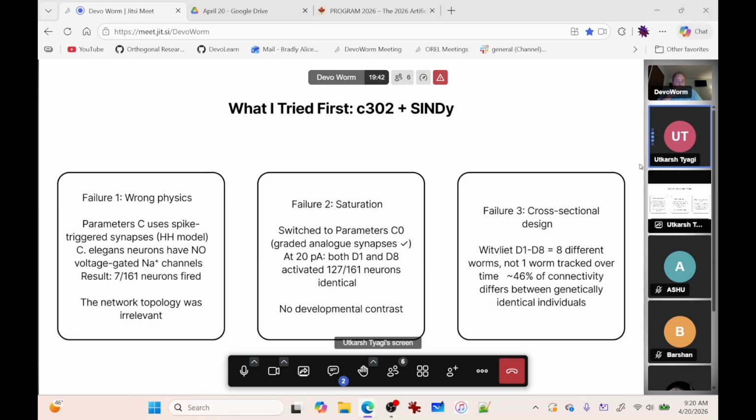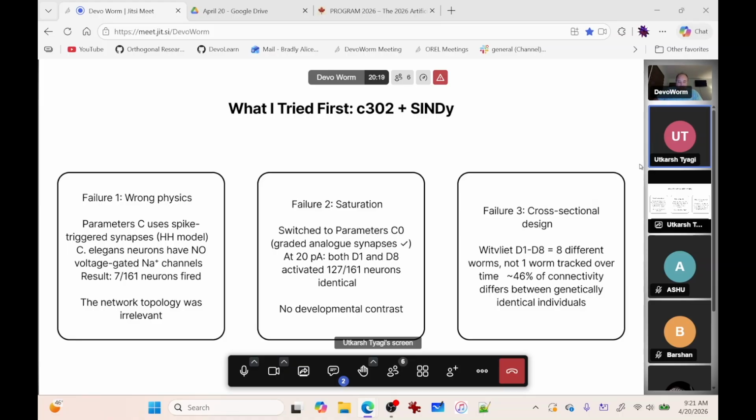But the core issue now was that reticulate T1 to T8 are not measurements from the same worm over time. They are 8 different genetically identical individuals, but killed at different ages. But individual worms also differ in about 46% of their connectivity, despite their identical genomes. So when I ran SINDyG equations over it, those describe the population level correlations and were not giving any information about how the nervous system develops for C. elegans.